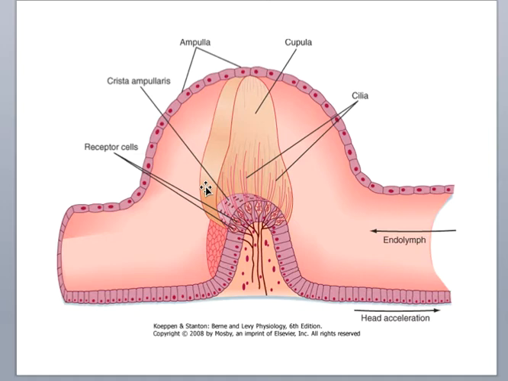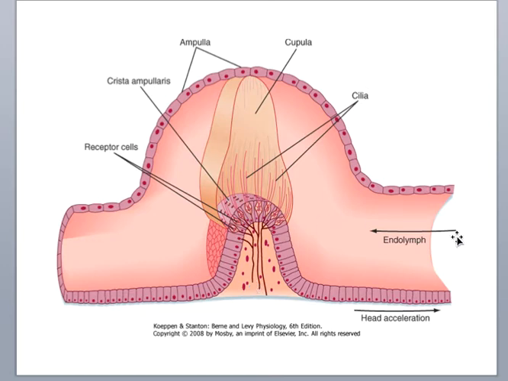And when you're moving, what happens is this endolymph will move in the direction opposite of what you are moving, right? And so this endolymph flows, pushing this cupula one way or the other, depending on which way you're moving. And when it moves this cupula, it deflects the stereocilia of the hair cells, causing action potentials to be sent along the nerves, the neurons that are associated with the hair cells. This information would also be sent out via the vestibular branch of the vestibular cochlear nerve.